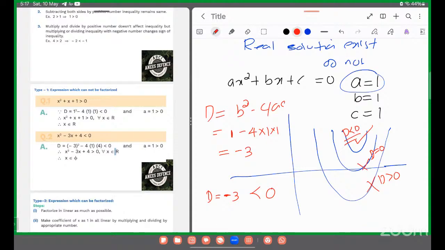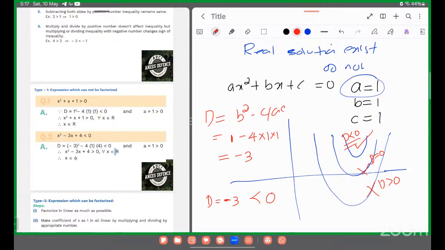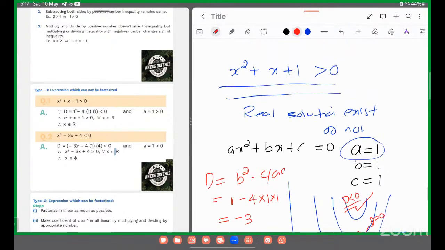But we can say whether this inequality will be satisfied or not, whether this inequality is true or not. x square plus x plus 1 is greater than 0. Whether this inequality is true or not: you have the graph of x square plus x plus 1, and greater than 0 means y. You are actually calculating the value of y. y is always greater than 0.